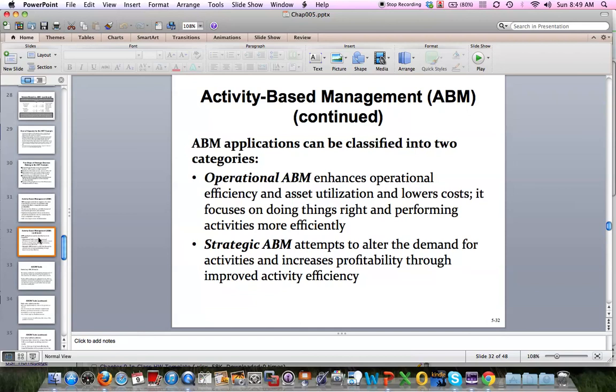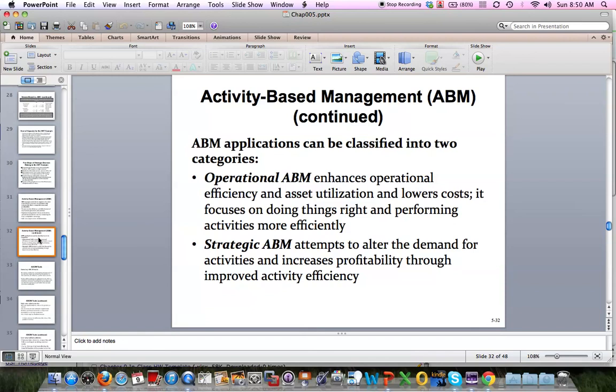Okay, so again, as we are doing our operations, manufacturing our product, doing whatever it is that we do, are we good at being efficient? Are we using our assets the right way? Are we continuously looking at ways to lower cost when it comes to manufacturing our product?